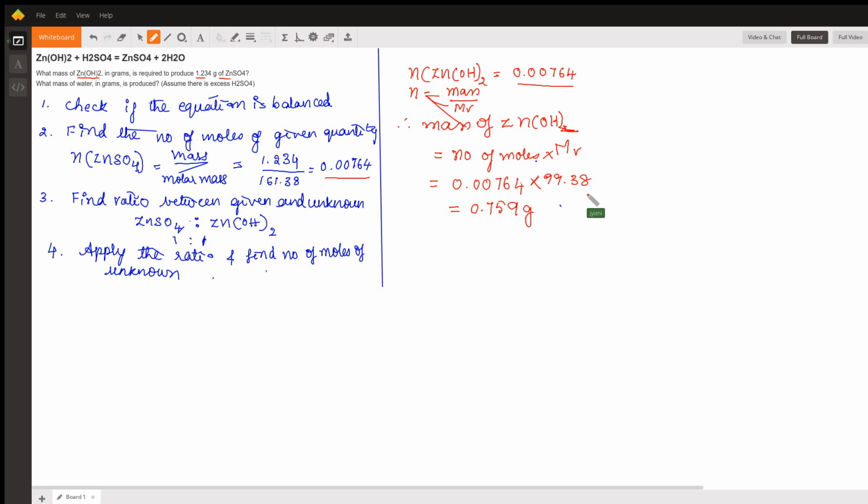The molar mass of zinc hydroxide is found to be 99.38. How did we get that? Zinc is 65.38, oxygen is 16 plus 1 from hydrogen, 17. 17 times 2 is 34. 34 plus 65.38 will give you 99.38. When you multiply the number of moles with the molar mass, you end up with the mass of zinc hydroxide.